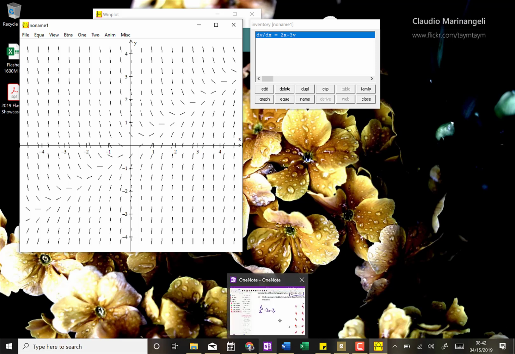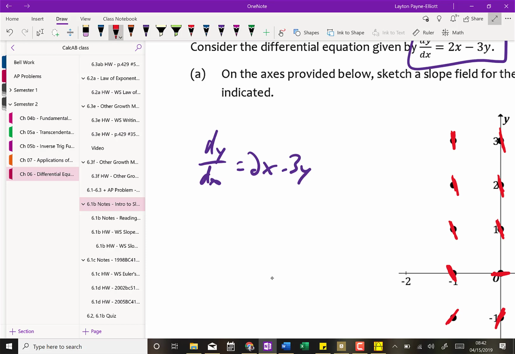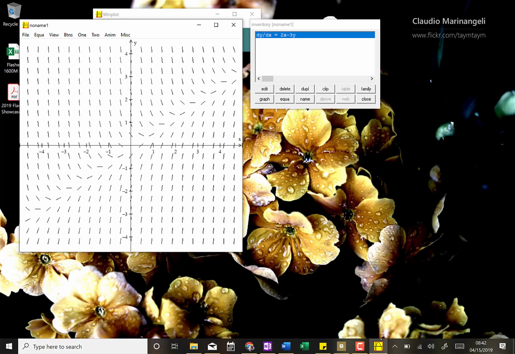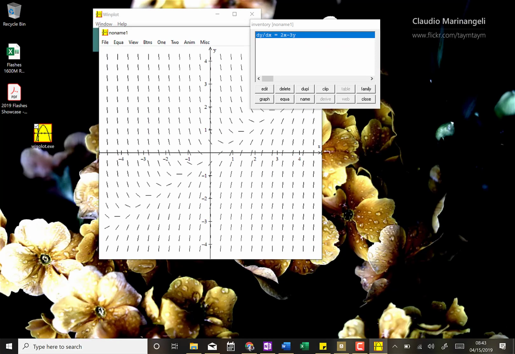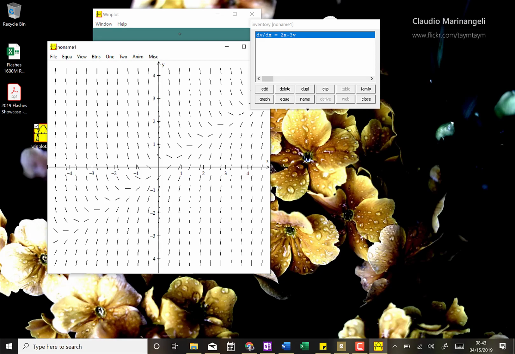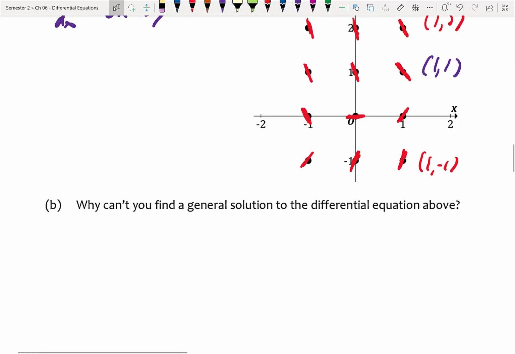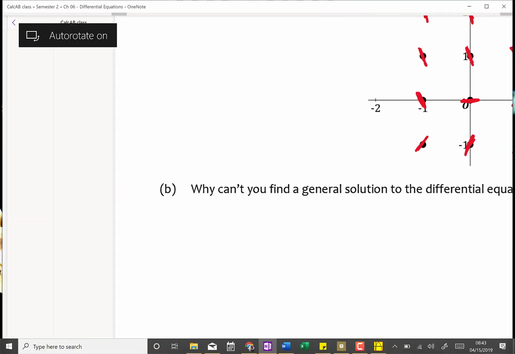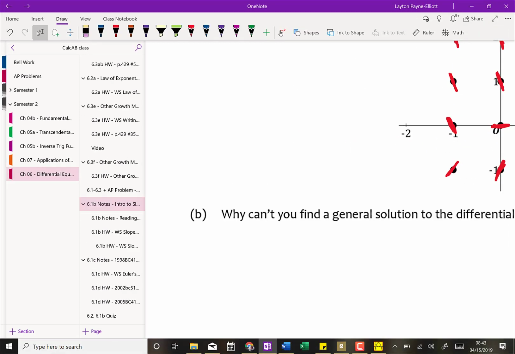I think the Inspires can do that with a software update. But you guys would not be able to look from yours to see what this equation should look like. But can you see what the solutions would look like? When you graph a slope field, you actually can start to see what the solutions are going to look like. Why can't you find a general solution to the differential equation above? Because they're not separable? Yep, because they're not separable.